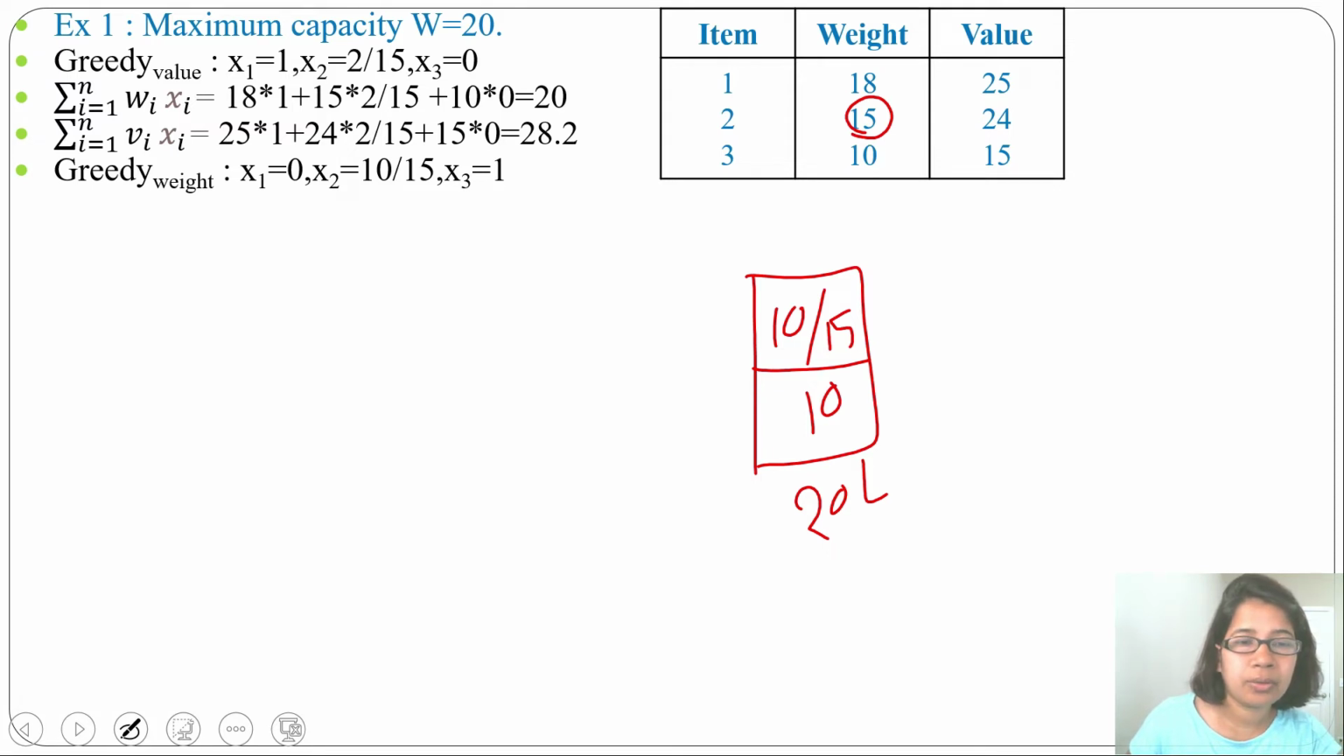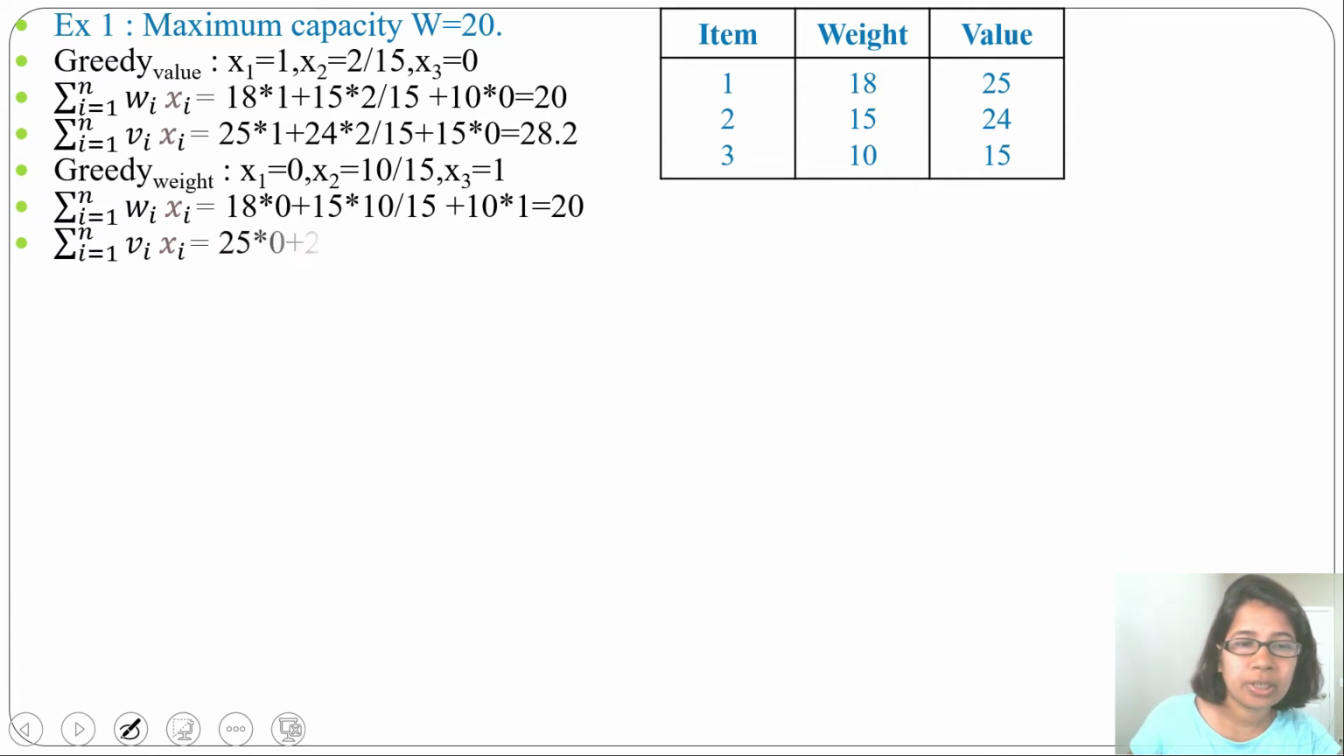So now find total weight. Total weight equals 18 multiplication 0 plus 15 multiplication 10 divide 15 plus 10 multiplication 1. So it is 20. Then for value, 25 multiplication 0 plus 24 multiplication 10 divide 15 plus 15 multiplication 1. Total is 31.